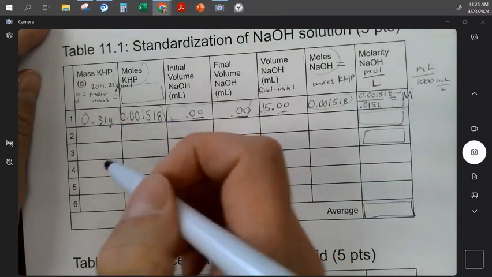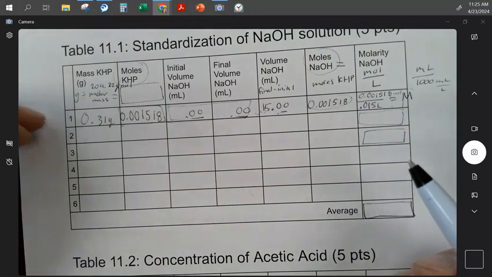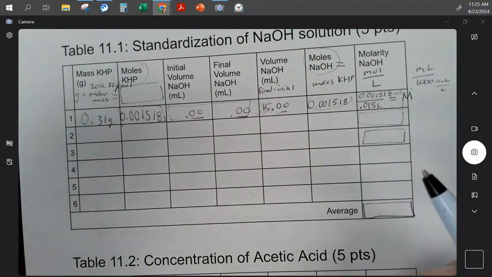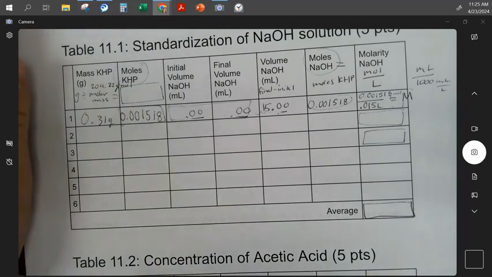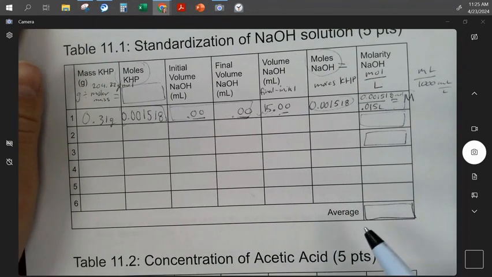Don't erase your data, just do a dash through it so that we can still see that you did the experiment. And you're not hiding data. You're just showing that this didn't work, and this is why it didn't work. I'm using my rationale to not use it towards my calculation. There was an error, but I'm not getting rid of the data. I'm not hiding anything. Okay.